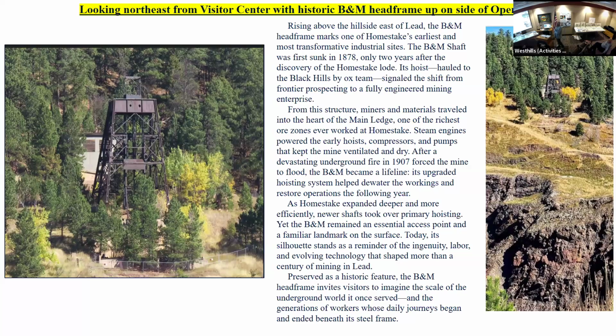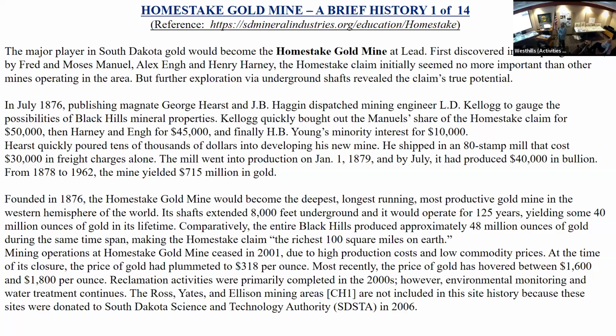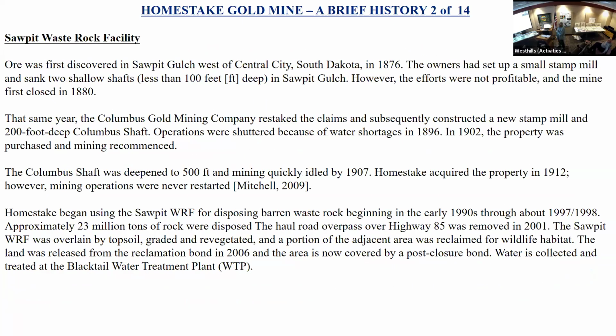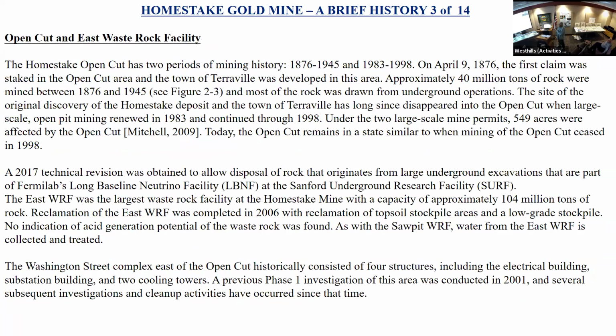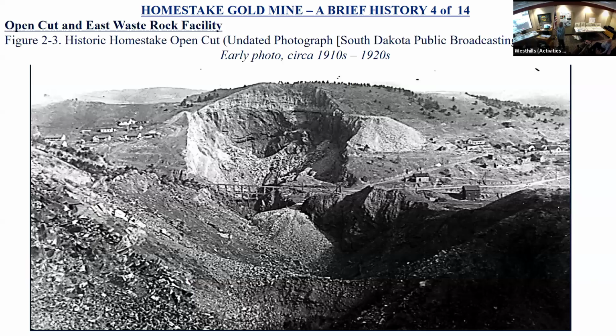Up on the side of the hill is this unique structure that has been kept for historical preservation. It's the B&M #2 head frame and part of the hoist room in the background, right alongside of the open cut. And I get into quite a bit of detail in this. This is a brief history of the Homestake and the rock facilities that we had for storing rock.